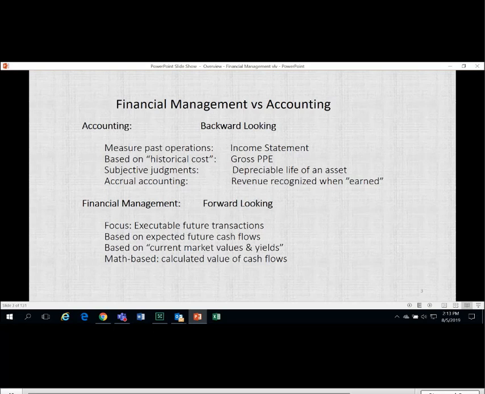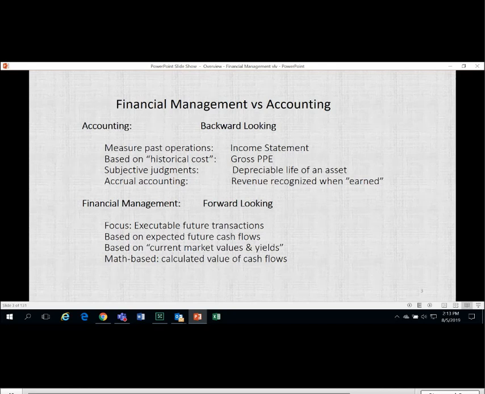Third, accounting is based on subjective judgments. One example is when you purchase a machine, you have to estimate the useful life of the machine over which you're going to depreciate it. Is it going to last 10 years or 20 years? That's basically a subjective judgment. Finally, it is accrual accounting, not cash flow. When a product is sold and shipped to the customer, revenue is recognized at that point. When the customer actually pays cash for that product is irrelevant.